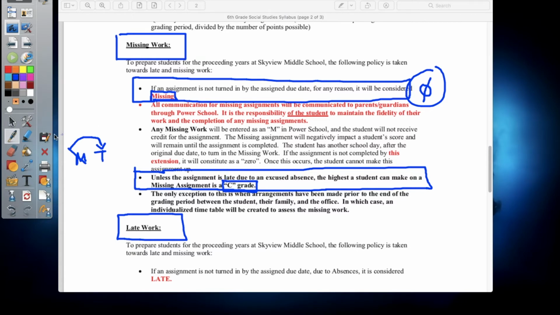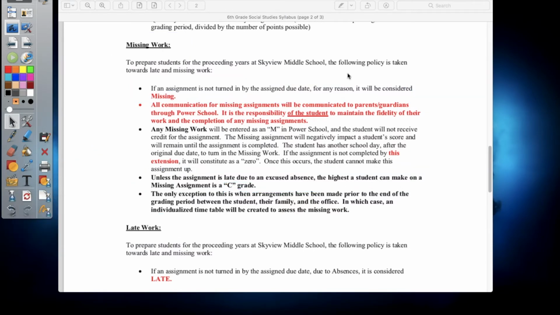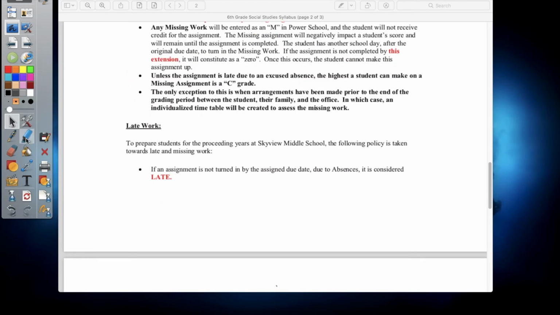Now, late work, however, is a little bit different. Now, you might be thinking, well, Mr. Mikasa, isn't late work and missing work the same thing? The answer is no. The difference between late work and missing work is that late work is late because you have an excused reason for it. Either you were sick, you were absent for some reason, you had a doctor's appointment, whatever the case may be, okay? In which case, if it's late because of an excused reason, you obviously won't get the 7-point penalty knocked off your grade, okay? That's assuming you get it in by the extended due date that we arrange with you.